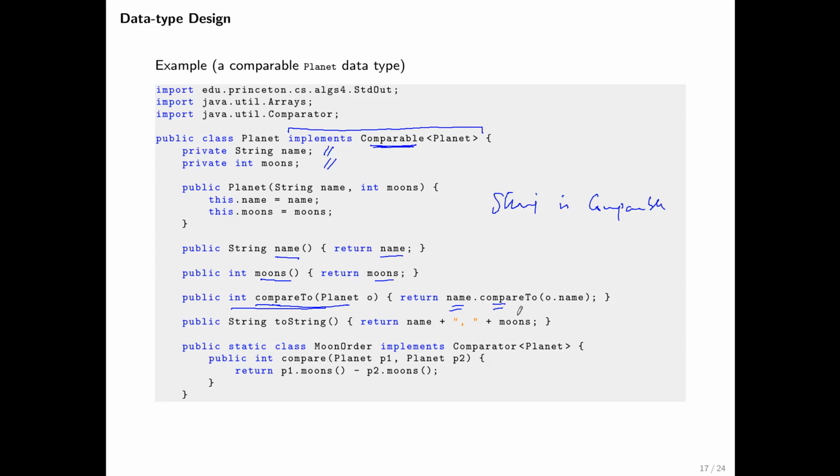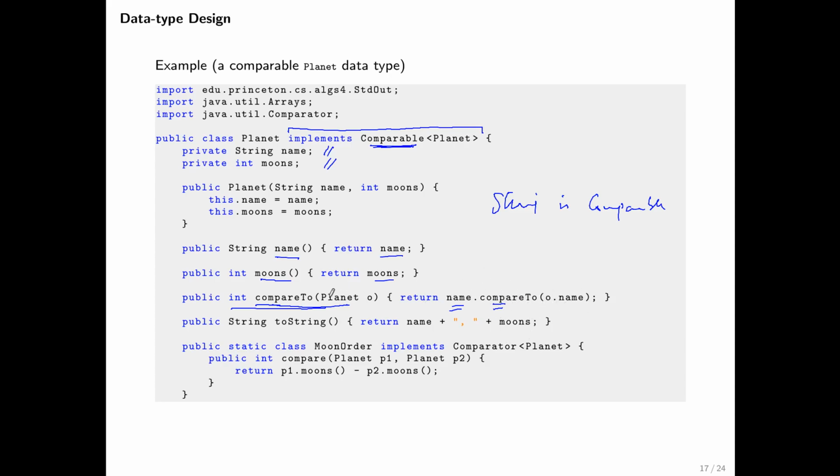And what does this method return? Well, it goes by the convention. It returns a negative number if this string is lexicographically smaller than the other one. It returns a positive number if this string is lexicographically larger than the other string, and it returns 0 precisely when the two strings are the same. Okay, that's how compareTo is implemented inside of String. And we take advantage of that. So we simply return whatever compareTo in String returns.